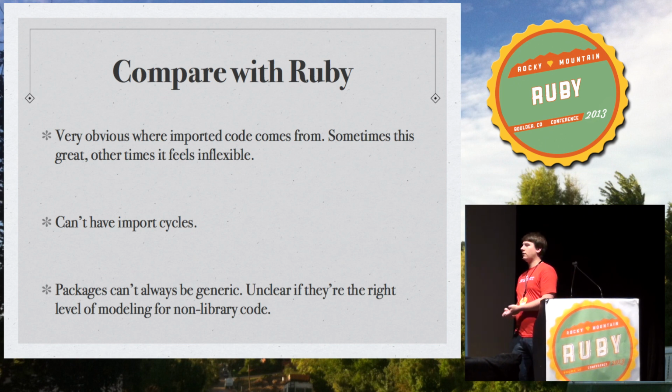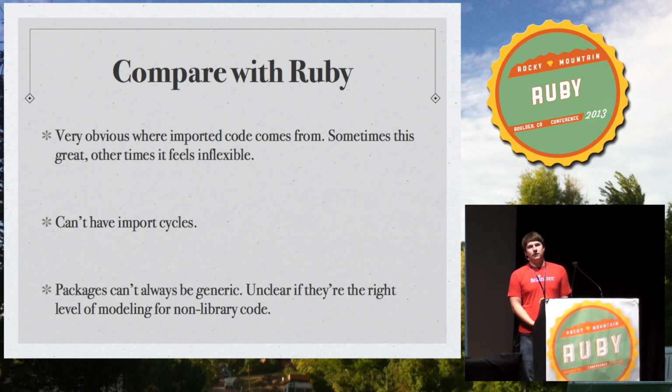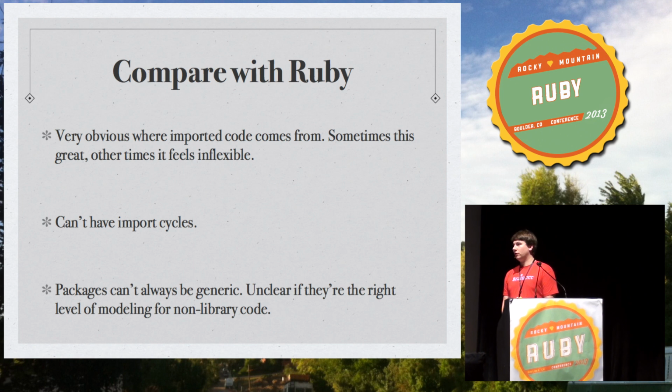In the same vein, you can't have import cycles in Go. Like, you can't have package A import package B and package B import package A. That's a compilation error. I think that that's actually okay. I find that these are usually a smell in design anyways.